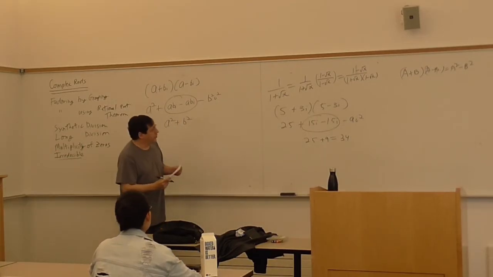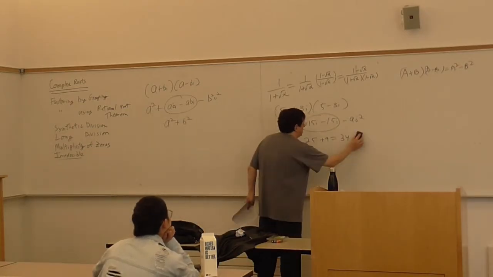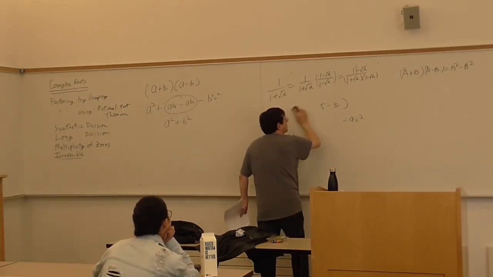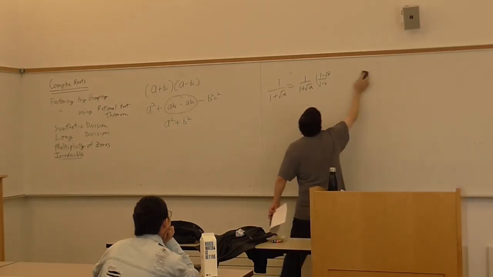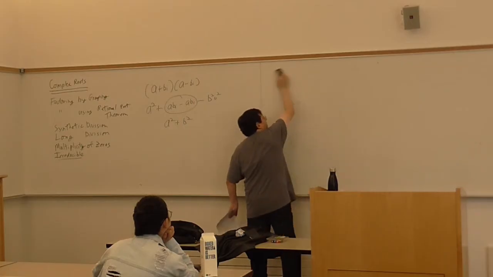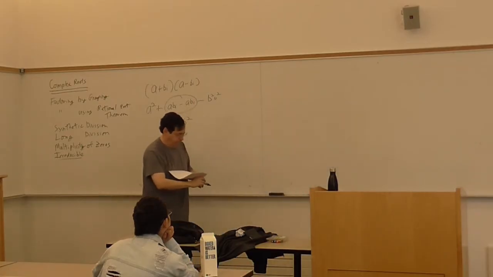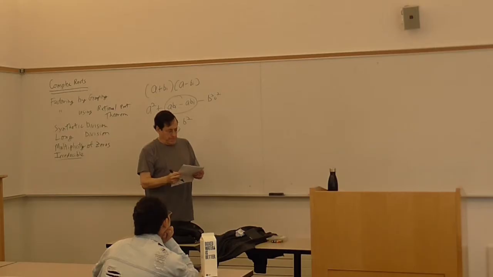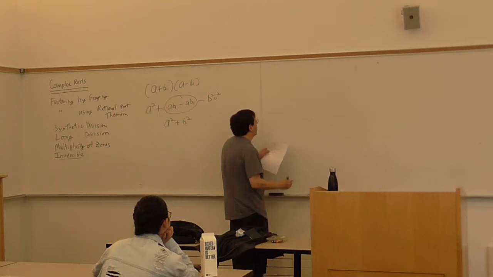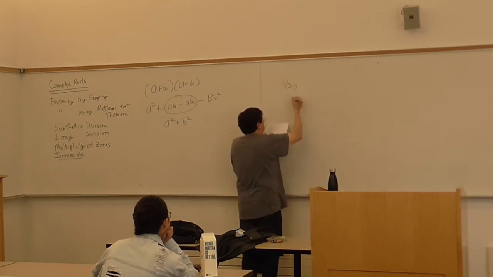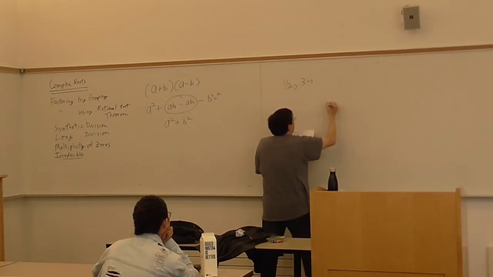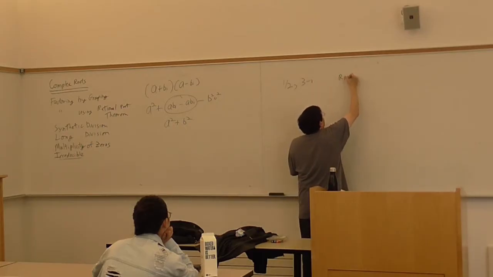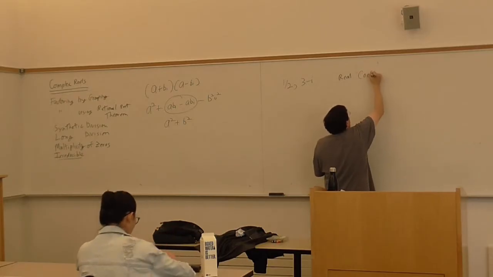Okay, how is that going to help us? Well, here's the problem. Keep that technique in mind. Here's the problem. I want a polynomial that has roots 1/2 and 3 minus i, and I want it to have real coefficients.